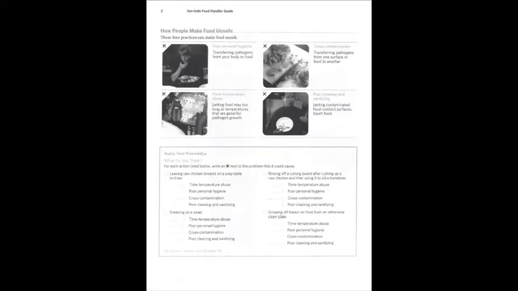How people make food unsafe. These 4 practices can make food unsafe. Poor personal hygiene: transferring pathogens from your body to food. Time temperature abuse: letting food stay too long at temperatures that are good for pathogen growth. Cross-contamination: transferring pathogens from one surface or food to another. Poor cleaning and sanitizing: letting contaminated food contact surfaces touch food.